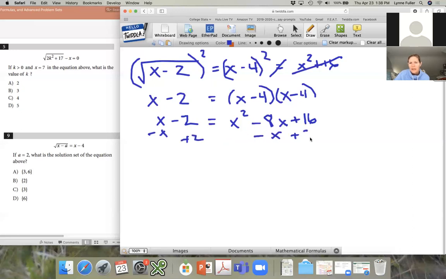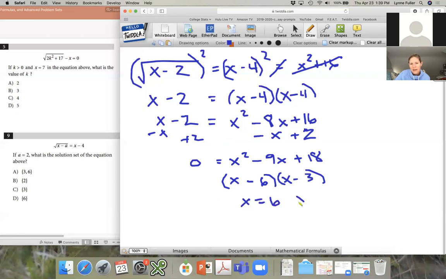Okay, so now what I'm doing here is moving the terms to the other side and setting them equal to 0. So I have x squared minus 9x plus 18, and then I go on to factor this expression. You can see the skills that we did in algebra are coming back again, and we have x is equal to 6, x is equal to 3. But the kicker is this.